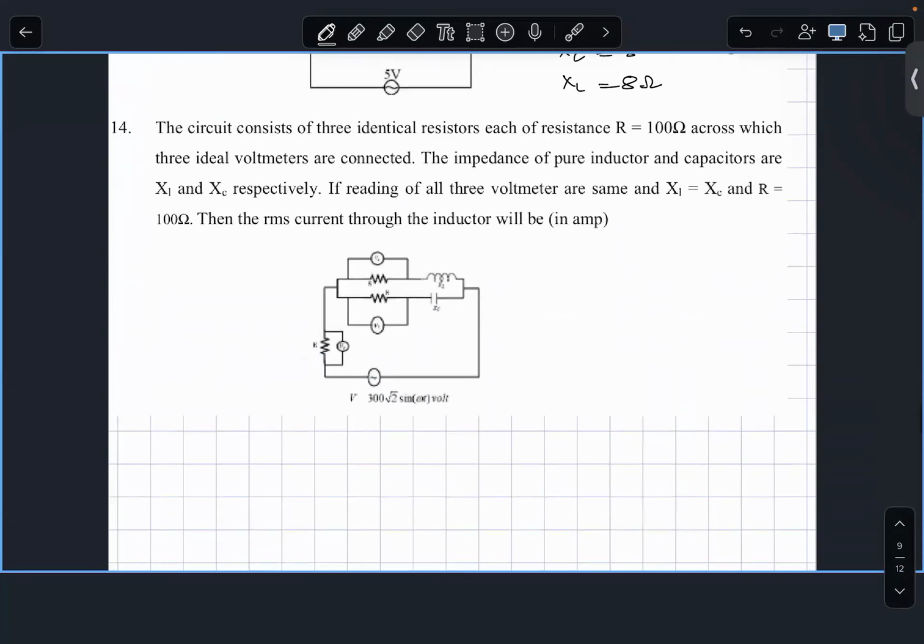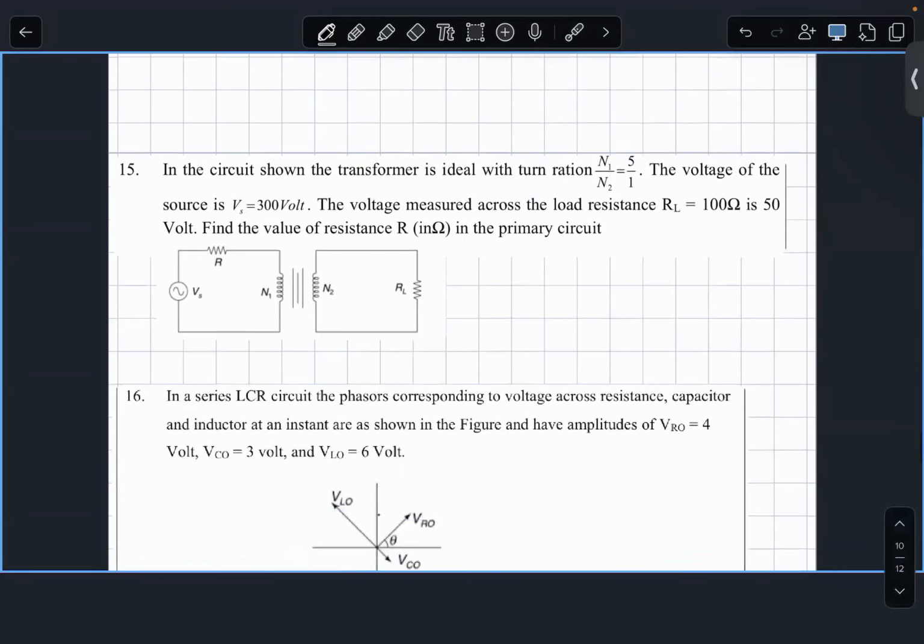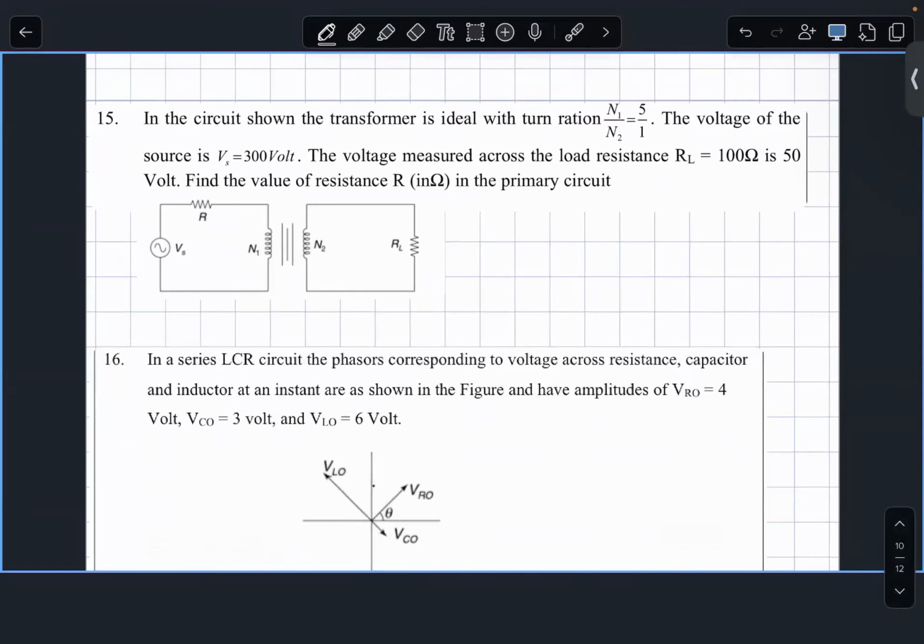The circuit consists of 3 identical resistors, each of resistance R. The parallel circuit, we require some more theory to handle. Transformer circuit. In the circuit, the transformer is ideal with the turn ratio N1/N2 of 5:1. The voltage of the source is Vs 300 volts. The voltage measured across the load RL of 100 ohm is 50 volt. Then find the value of R. What is the power transferred? That's what we need to study here.